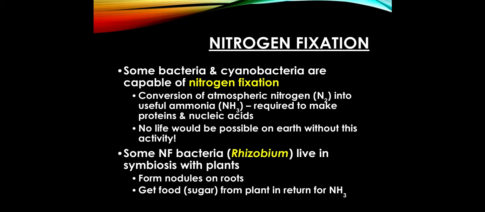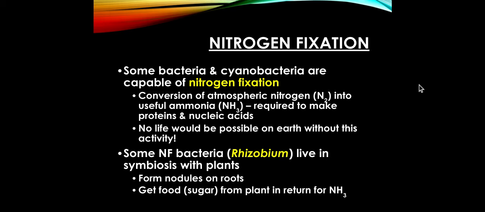A very important process that cyanobacteria do in our world today is something called nitrogen fixation. Some bacteria and many cyanobacteria are able to do this process. They're able to take nitrogen that is in our air and our atmosphere and to make it into ammonia, NH3. And plants cannot do this on their own. So they need the bacteria and cyanobacteria to do this so that they can take up that ammonia and use it to make proteins and nucleic acids. No life on Earth would be possible without this activity.